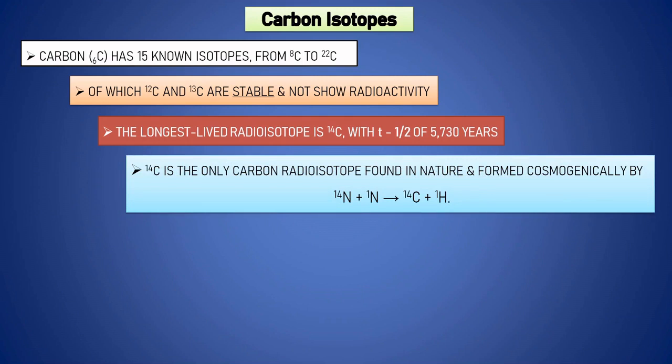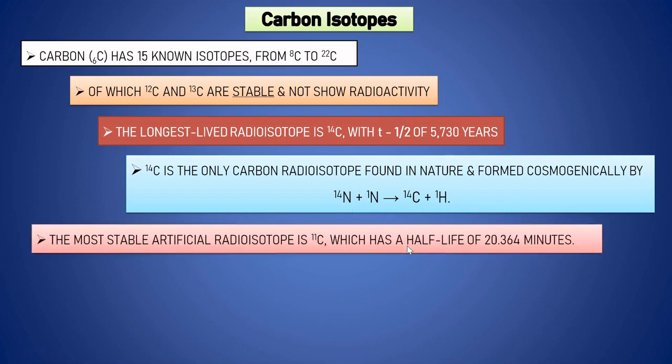How is the C14 isotope formed cosmogenically? It forms like this: N14 nitrogen plus a neutron. By the addition of one neutron to N14, it gives carbon-14 isotope and releases one proton. This is the way carbon-14 is formed naturally by cosmogenic action. The most stable artificial radioisotope is C11, which has a half-life of 20.364 minutes.